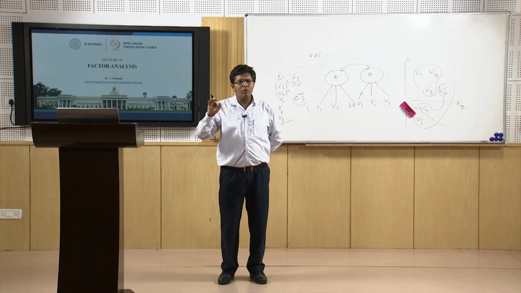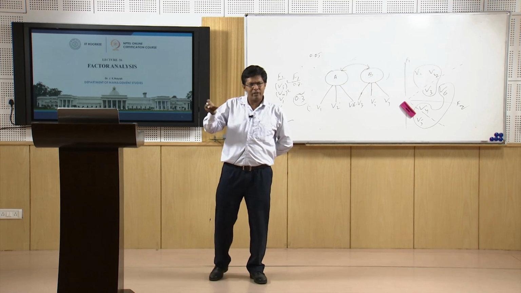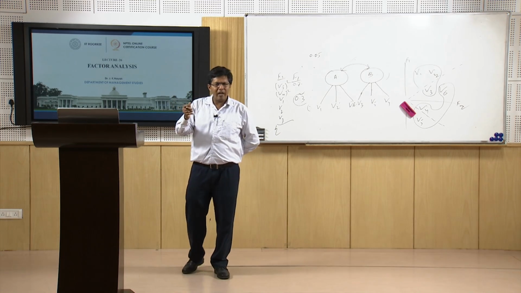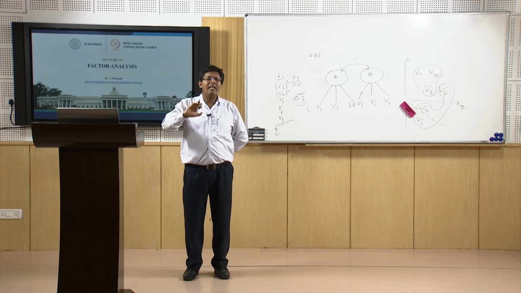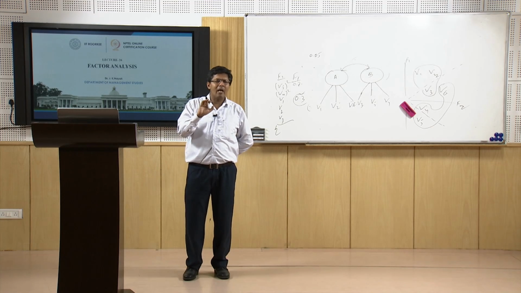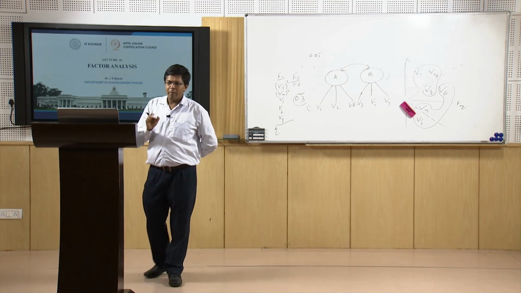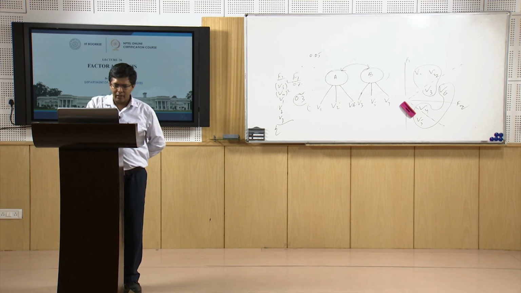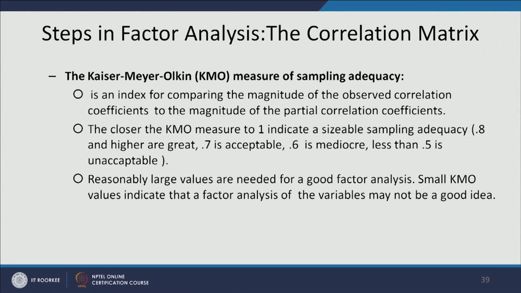The KMO value, if you use SPSS software, you can see that it basically tells you that if it is above 0.5, there is sampling adequacy, meaning the number of samples used is good enough. But a very high value like 0.7 or 0.8 is much better, great, right.